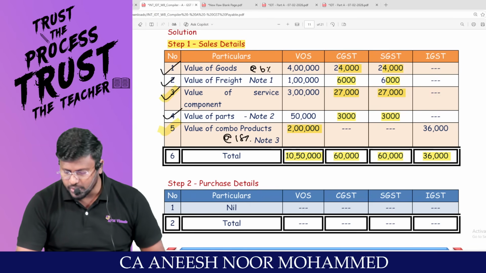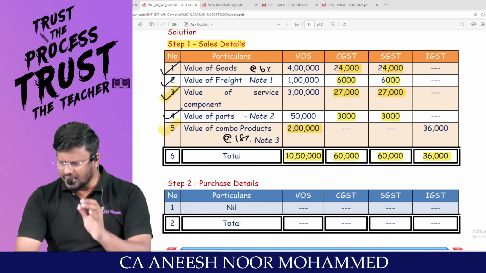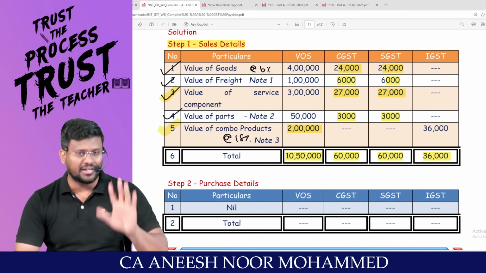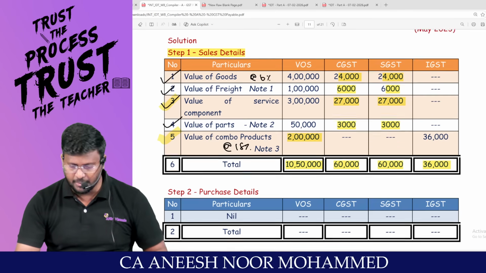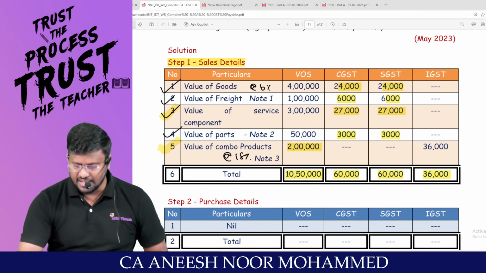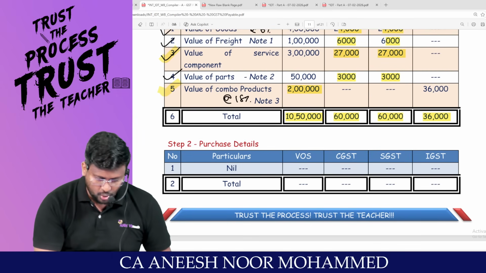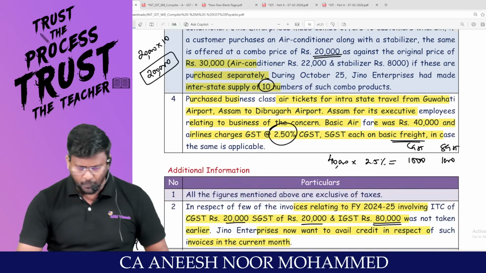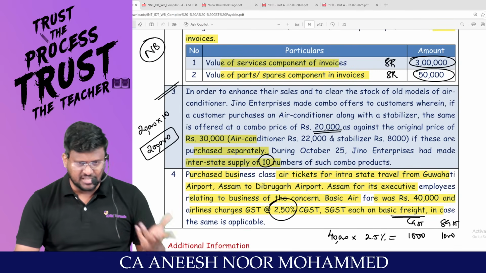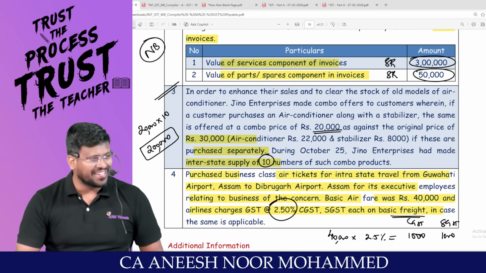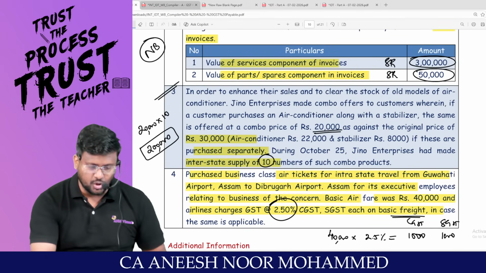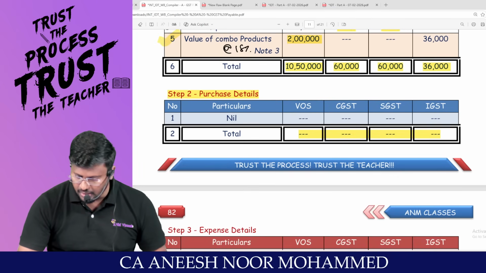What a very high-level question, right, sir? In exam, really, you have to think and you have to pick the data only through practice that you will be getting, man. This is the CGST, this is the SGST, and this is the IGST. I believe that you are able to appreciate. Step number 2, there is no specific purchase details given. Only, sir, air ticket details has been given. It is part and parcel of the expenses. So the purchases are nil.